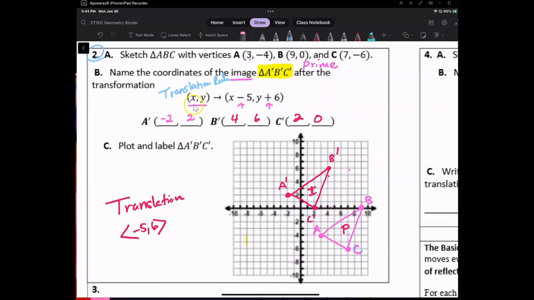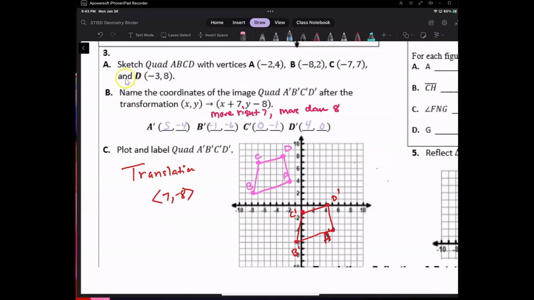It's a translation rule, and we're saying that x is -5, so we're going to get every x value, and we're going to subtract 5. Now, when you subtract 5 in the x, that means you're going to the left, 5 units. Plus 6 means that I'm going to add 6 to all the y values, so that means it's going to go up 6. So if I plot my pre-image and then I plot my image, then you see the translation. It's 5 units to the left and 6 units up.